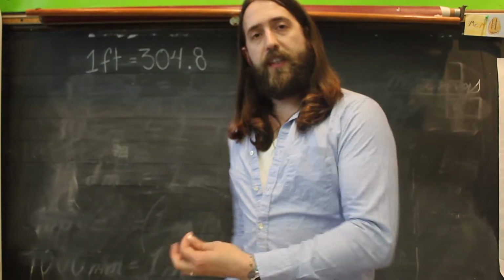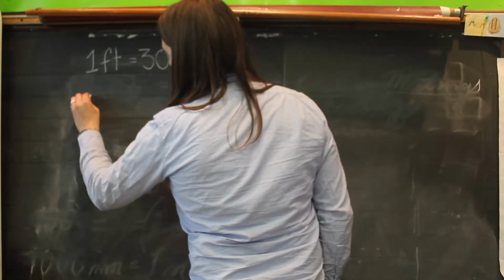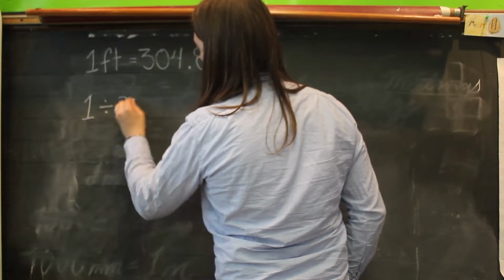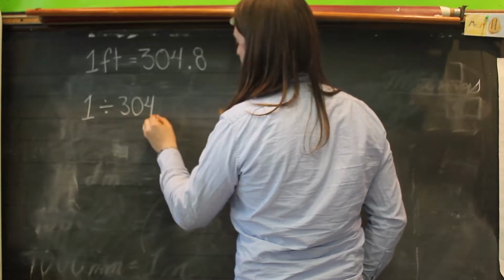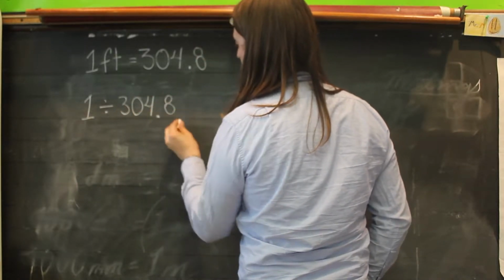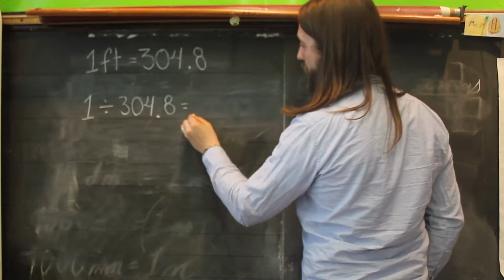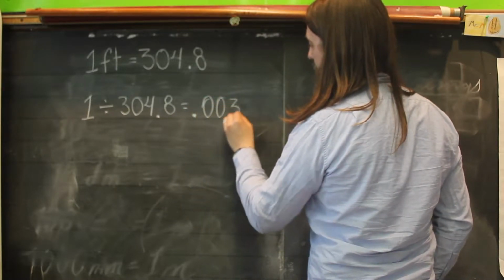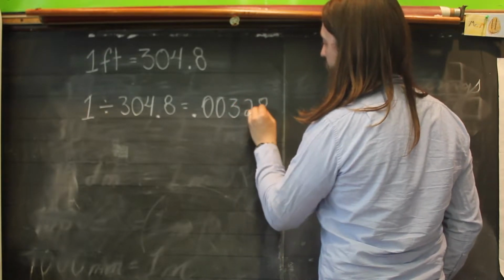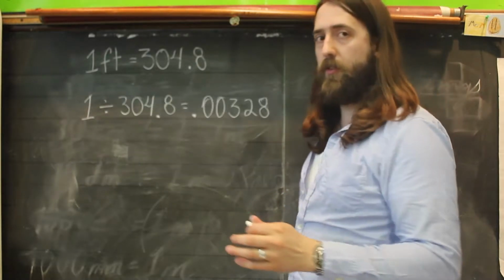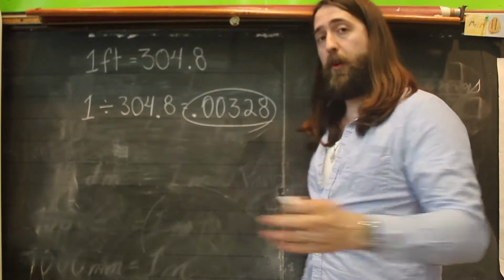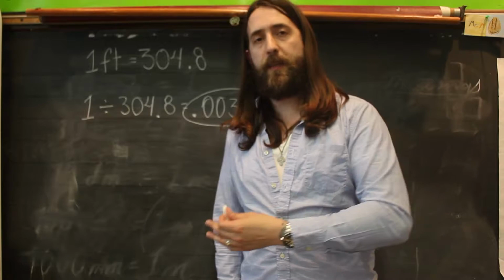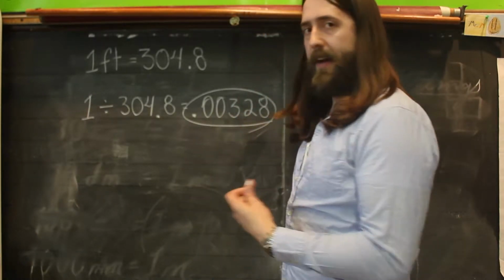Now what we do when we have this information is that we will divide 1 by 304 and 8/10. And that gives us 328 10,000ths. This number is the most important because if we want to convert any amount of feet into millimeters, we'll have to divide it by that number.